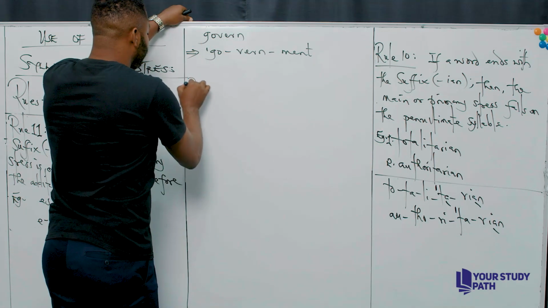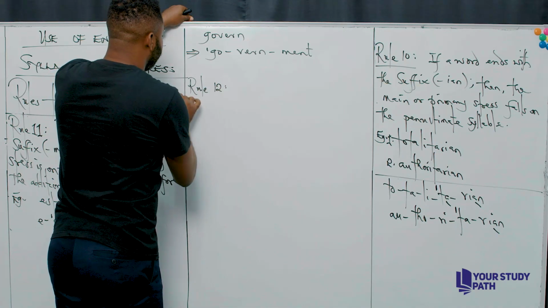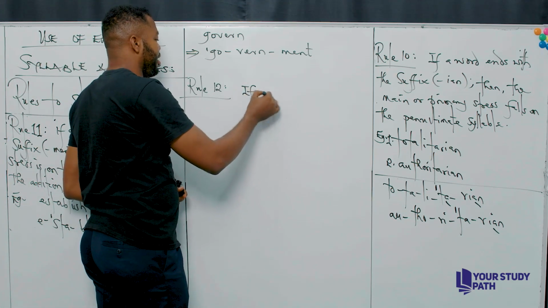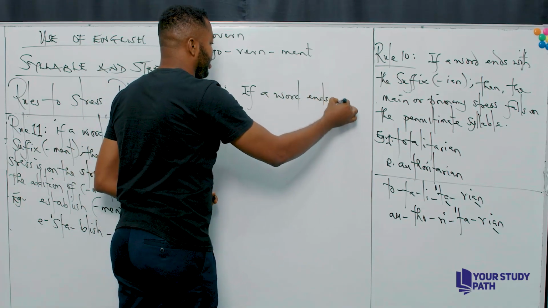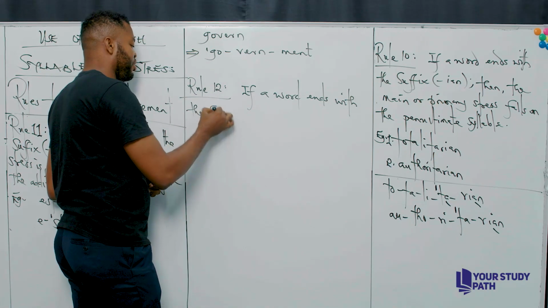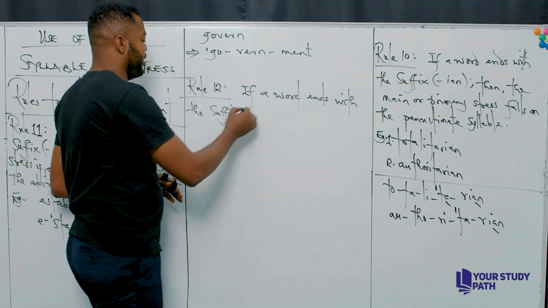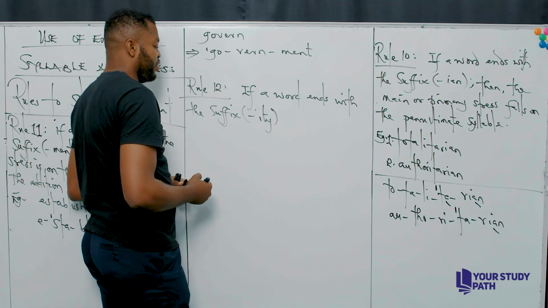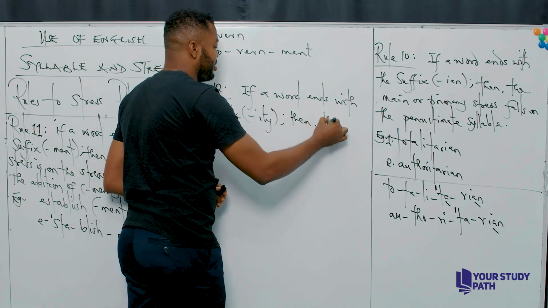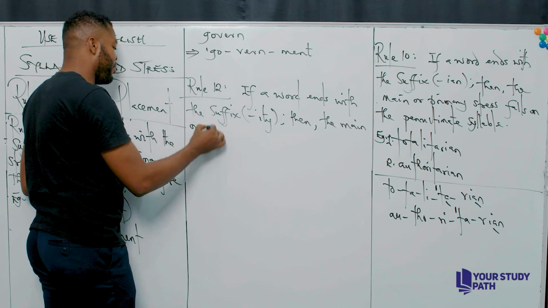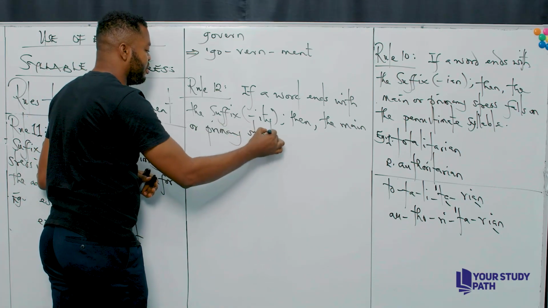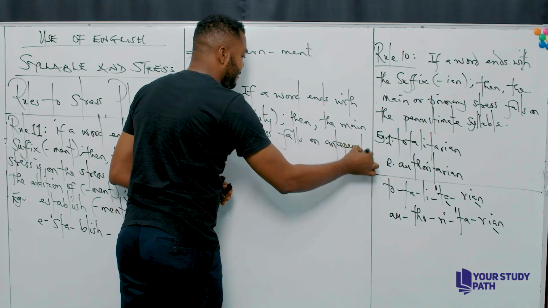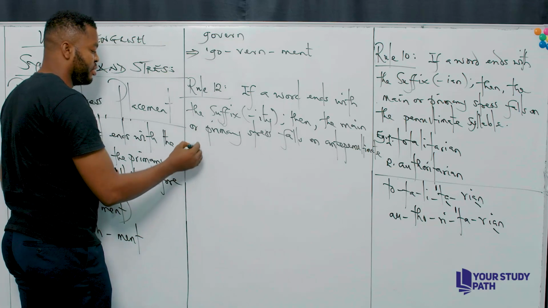Now let's take rule number 12. In rule number 12, if a word ends with a suffix, and here the suffix is ity, then the main or primary stress falls on the antepenultimate syllable.